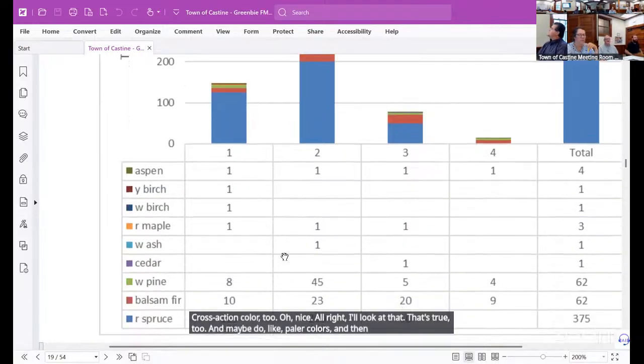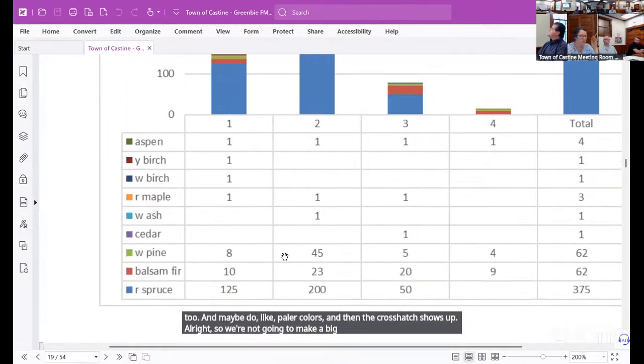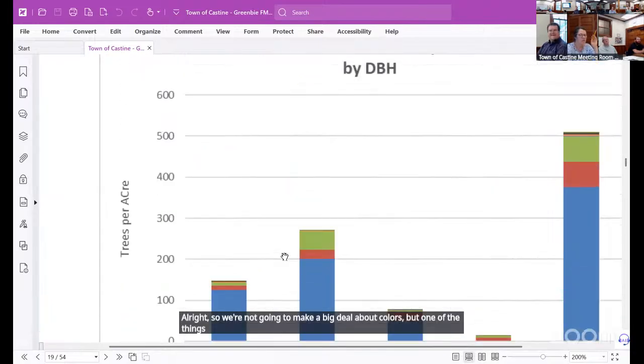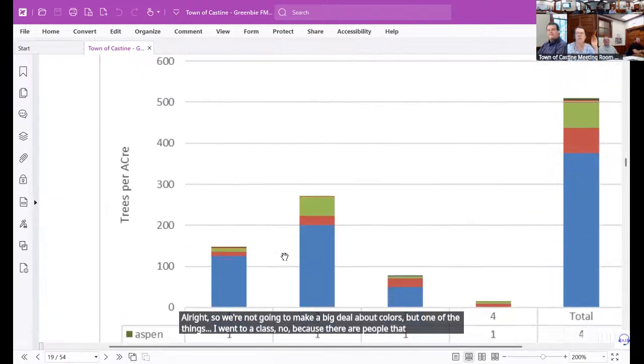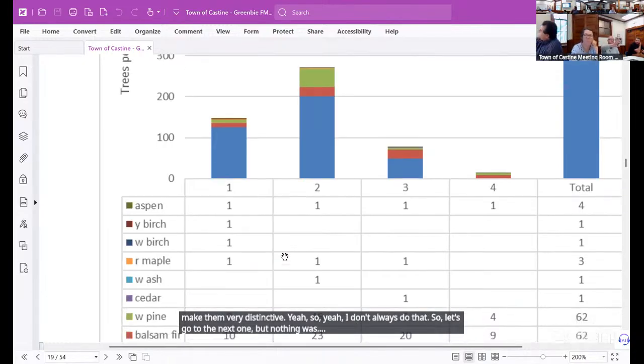All right, so we're not going to make a big deal about colors, but I went to a class, because there are people that are colorblind. They said you should be really careful and make them very distinctive. I don't always do that, so let's go to the next one. Nothing jumped out at me there.